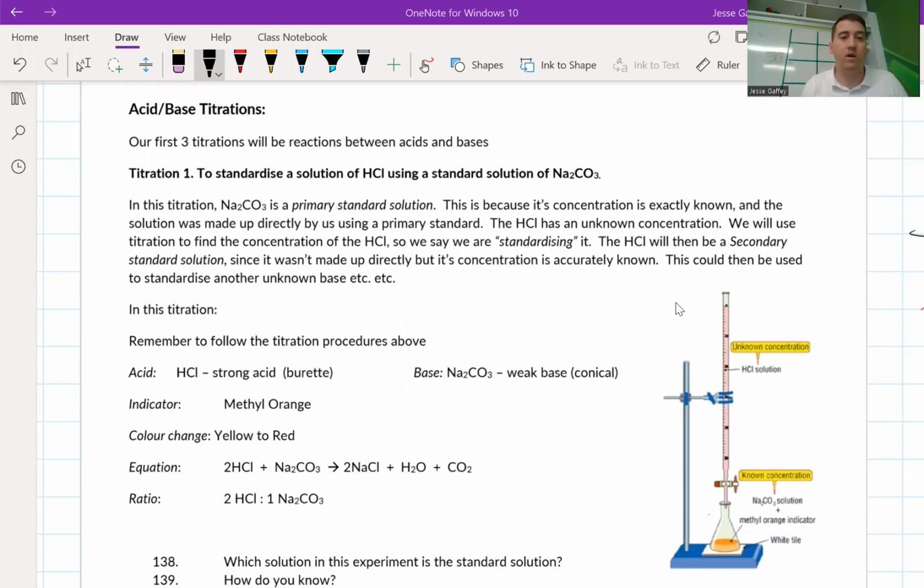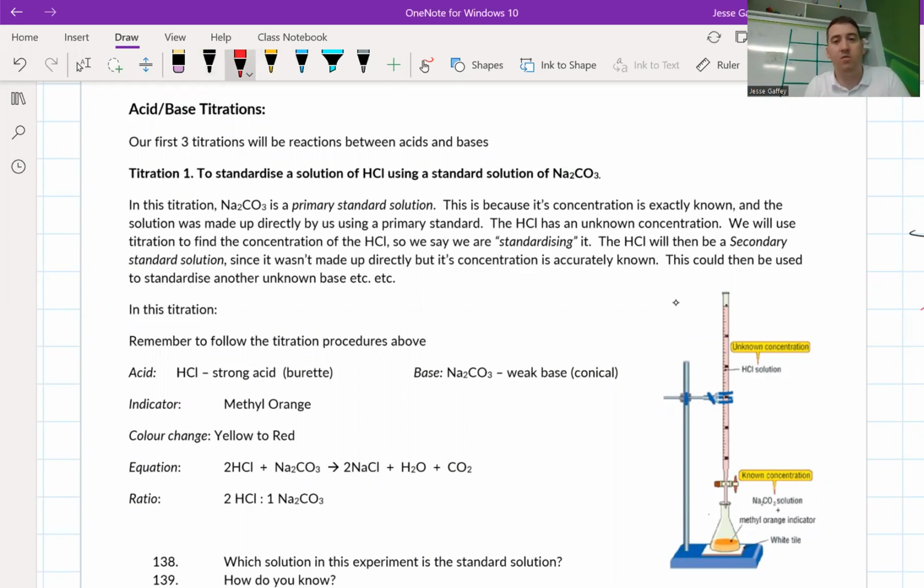In this video, we are going to do a little bit of a walkthrough on some typical questions that we might get about the titration experiments in Leaving Cert Chemistry. We're going to focus on this titration, which is usually the first one you will do. The title is Titration 1: to standardize a solution of HCl using a standard solution of sodium carbonate.